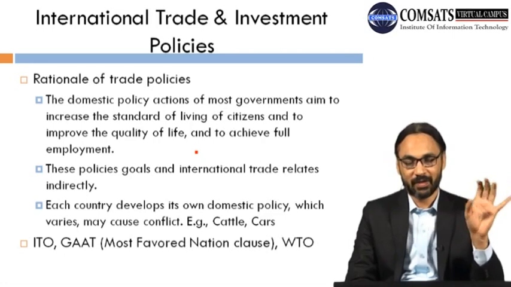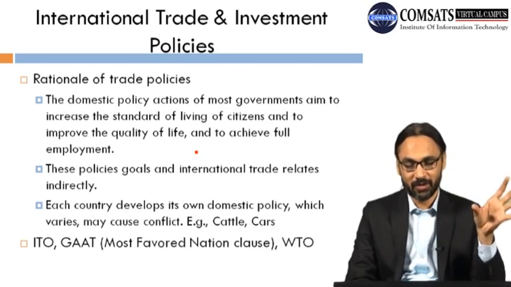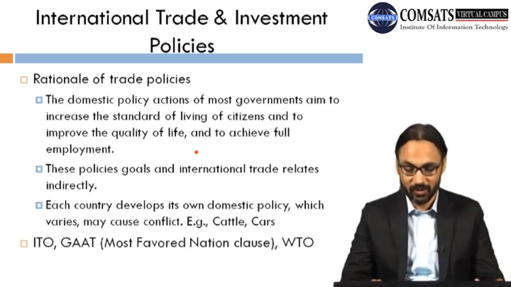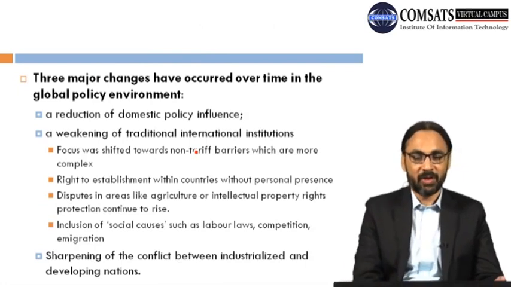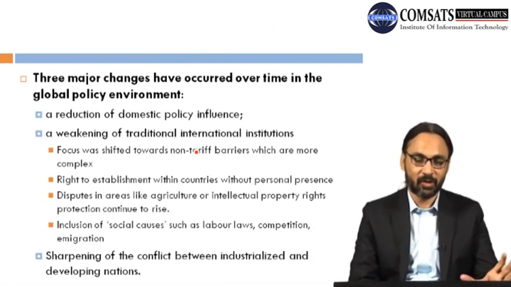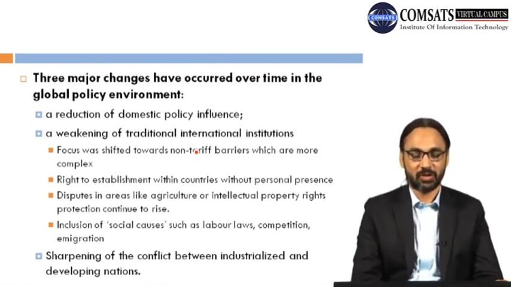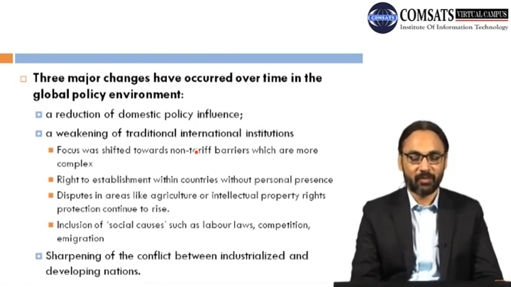In order to settle and solve such conflicts, there are some international organizations. In the beginning they had the ITO, then GATT with the most favored nation clause, and then we have the World Trade Organization. Three major changes have occurred over time in the global policy environment: a reduction of domestic policy influences, a weakening of traditional international institutions, and a sharpening of the conflict between industrialized and developing nations.